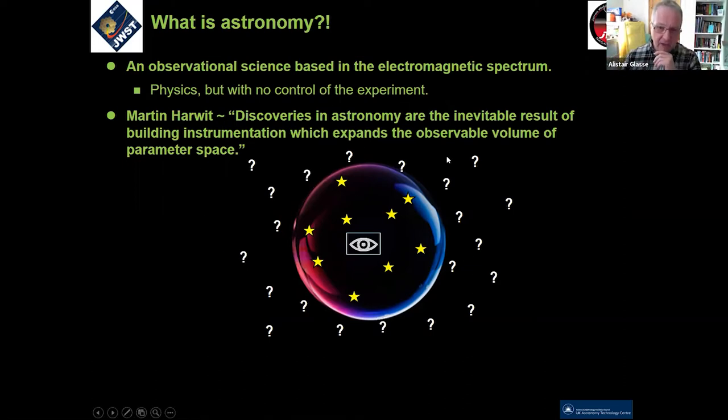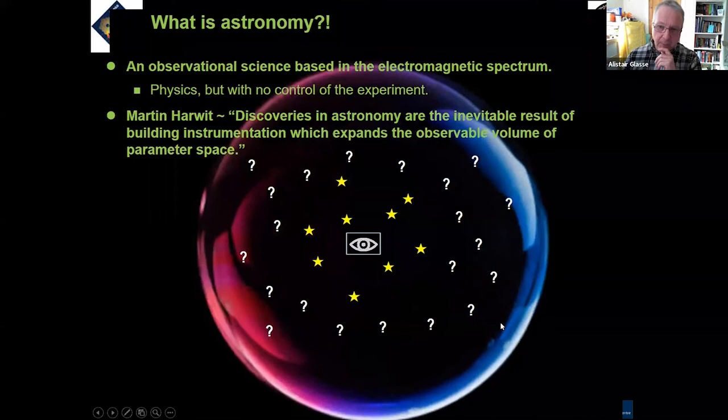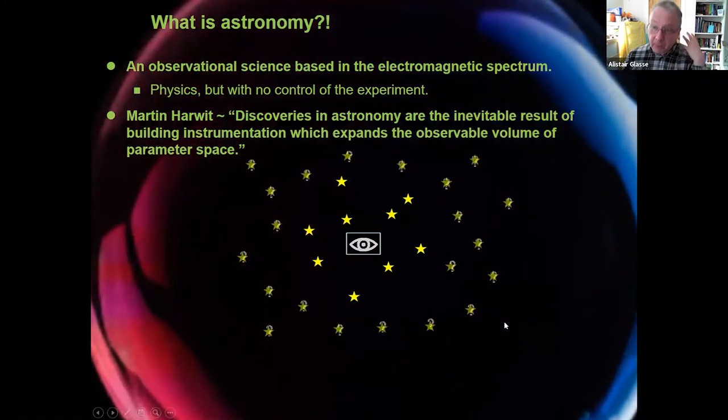And then outside our bubble of what we know and what we can do observationally is the unknown. The idea is expanding the bubble by building new powerful instrumentation that will almost inevitably lead to new discoveries. And that's what the JWST is all about.